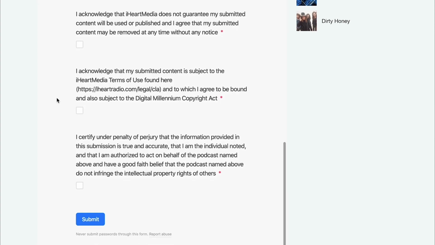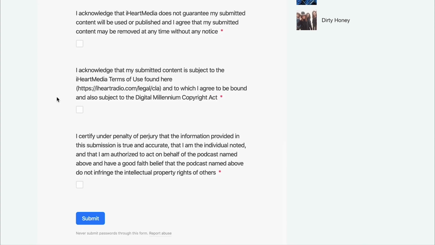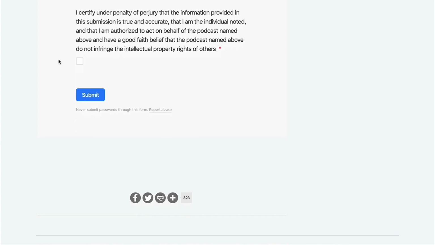And then here they're going to ask you to acknowledge and sign off on several agreements. These are not out of the ordinary, and so you shouldn't be alarmed by these. This one essentially says that iHeart does not guarantee that they're going to accept your podcast. The second one says that you are not using anyone else's audio content in your podcast, that you own 100% of it. You're not using any Taylor Swift songs or Journey songs or anything like that in your podcast. And then also that you are the person that is submitting this information and that it is true and accurate to the best of your abilities.